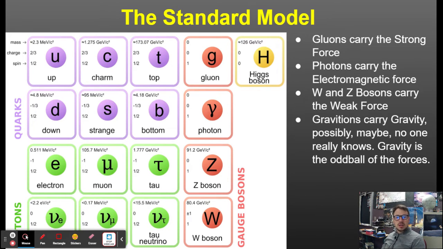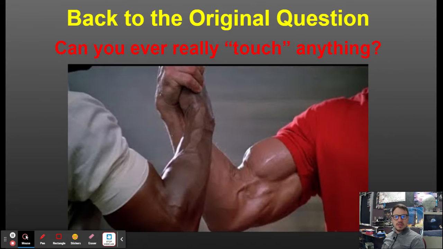W and Z bosons carry the weak force, and then gravity is the odd one out, right? We haven't really discovered gravitons. We don't really know what gravity is right now. We can see that it's the bending of the curvature of space and time, but gravity is still kind of a mystery.